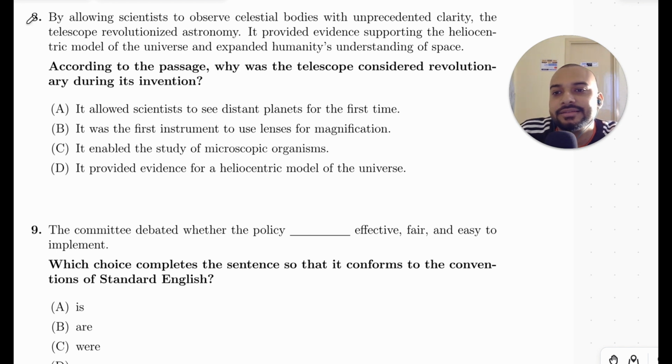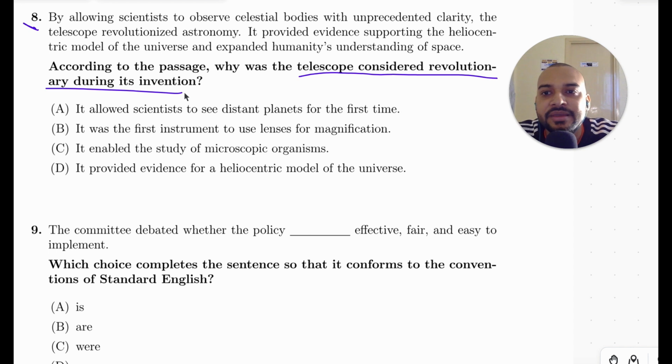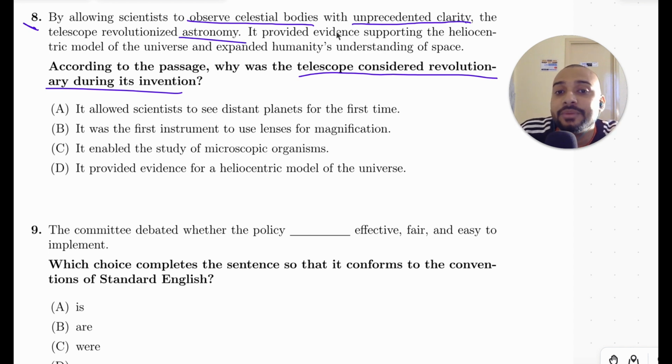Question number 8. Let's look at the question instruction. According to the passage, why was the telescope considered revolutionary during its invention? This is the thing, the answer to which we need to find from the text given. Let's read the text. By allowing scientists to observe celestial bodies with unprecedented clarity, the telescope revolutionized astronomy. It provided evidence supporting the heliocentric model of the universe and expanded humanity's understanding of space.